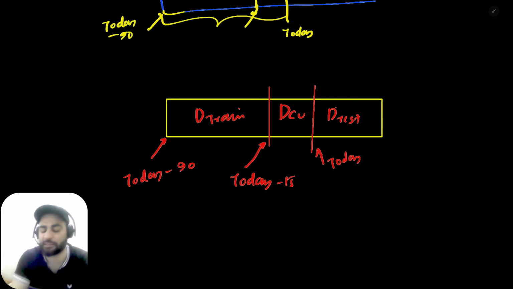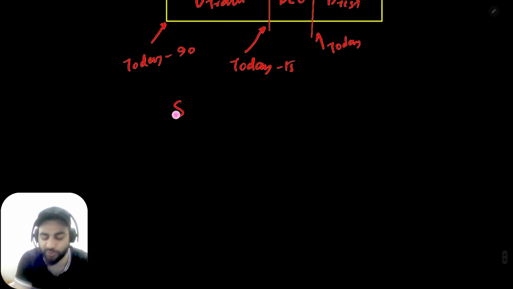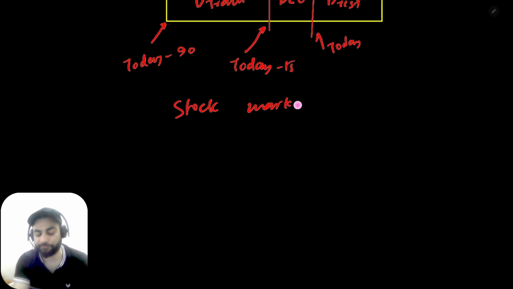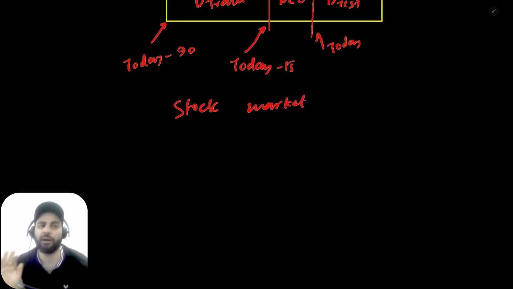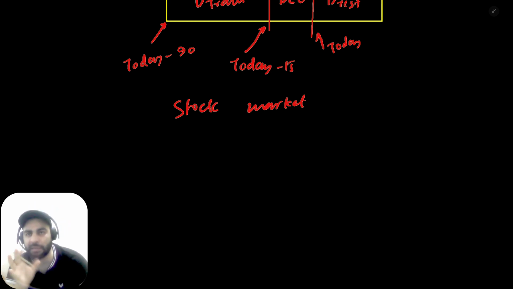Sometimes time based splitting makes sense. If there is a time column, you should split based on time. In the stock market also, because we have time series data, splitting based on time is preferable. Why? Because there is a temporal component in that.